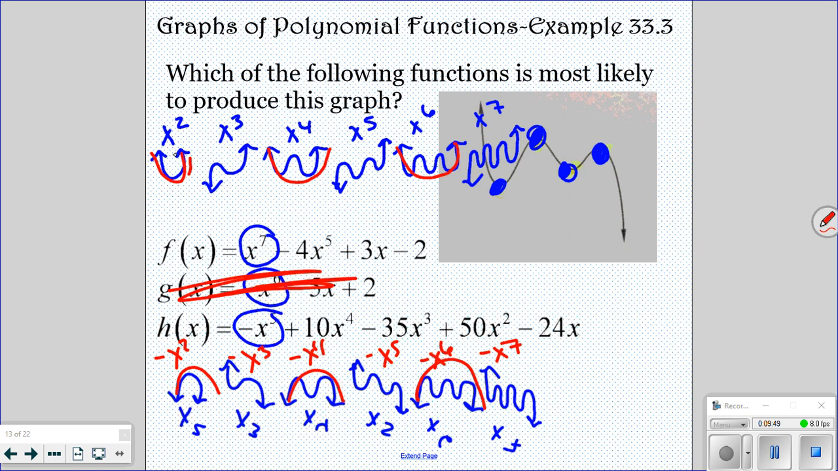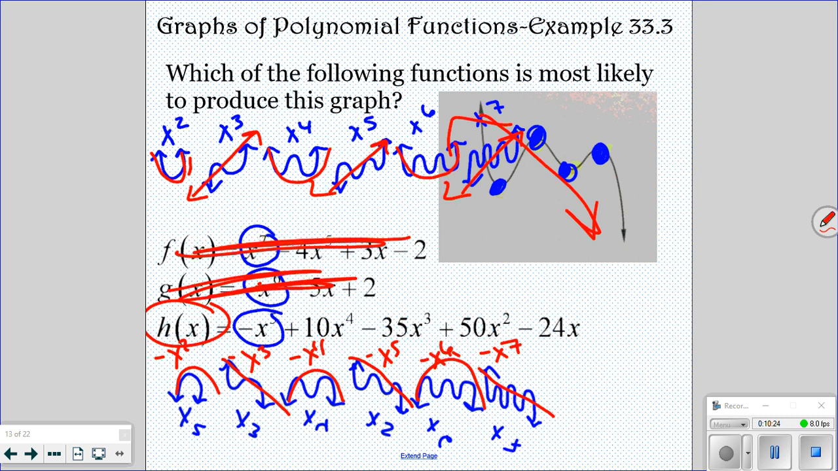Now, I didn't draw x to the 1st power. That's just a line. If it's positive x, it's going to be going up like this. And so, same thing with x to the 5th and x to the 7th. If you have a positive, then it's going to be increasing. But if you notice, our endpoints are going down. So it's not positive x to the 7th. So that leaves it as a negative x to the 5th. And if you look, your negative odd powers are going down. Okay? So this one would most likely be h of x.